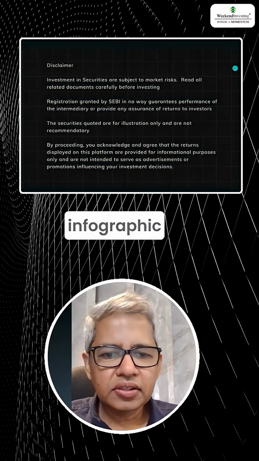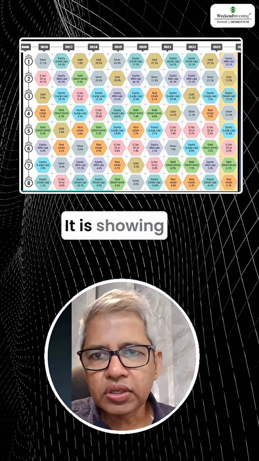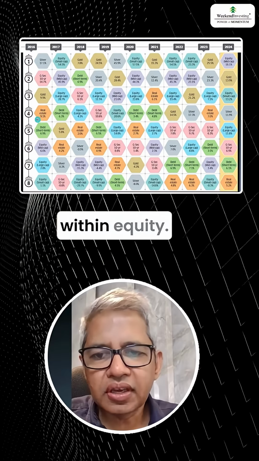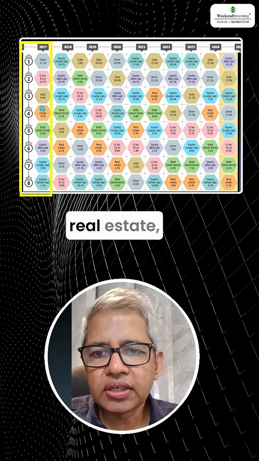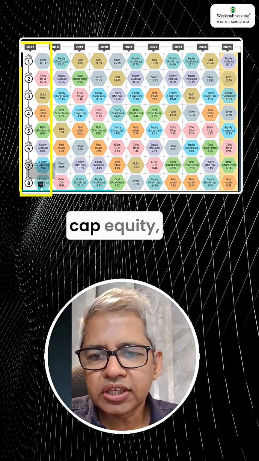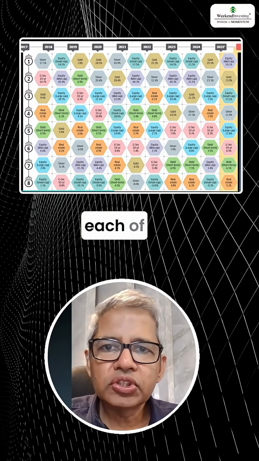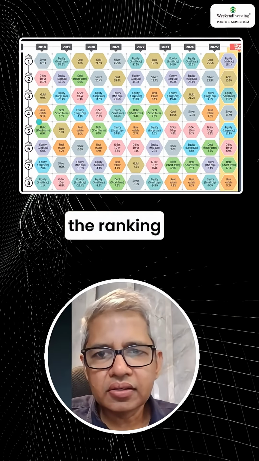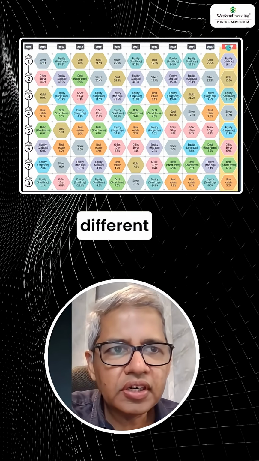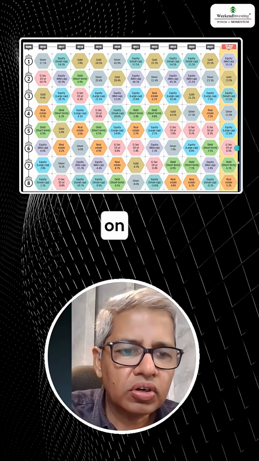This is a very nice infographic from ET. It is showing all the different asset classes and the segments within equity. So you have silver, G-Secs, gold, real estate, short-term debt, equity, mid-cap equity, large cap equity, small cap. And for each of the years, the ranking is there, which asset class did the best, how it has moved around across different years, and the 10-year returns on each of them.